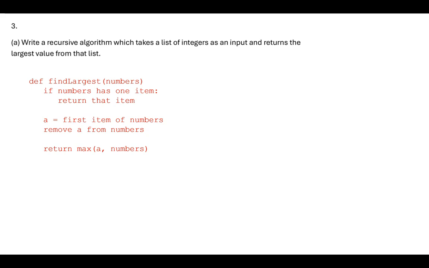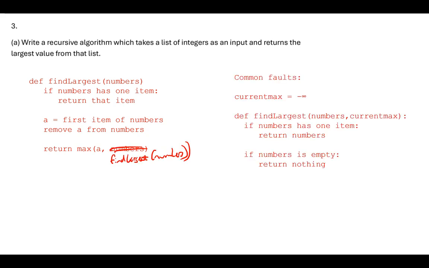With recursion, the first thing we think about is our base case. So if our list has one item, we're just going to return that item. And then what we've done in the second 2 lines, we take the first item and we remove it and we return the largest of either the first item or, oh, goodness me, I've done that wrong, haven't I? Find largest numbers. Whoops.